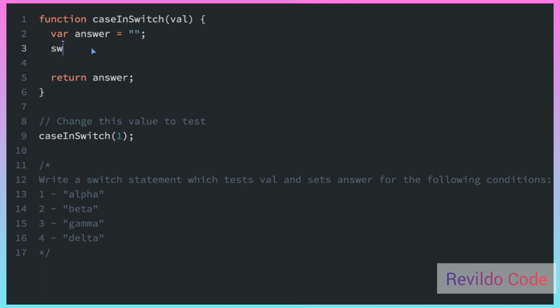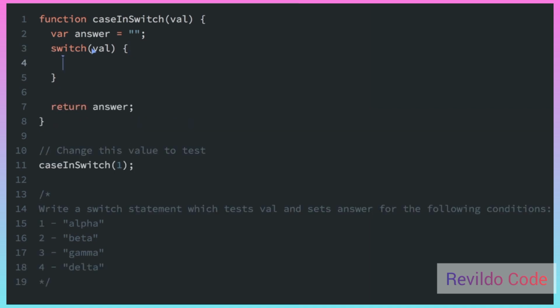We'll just type in the word switch, that's a keyword here, and we're testing the val that's passed into this function. So it starts off kind of like an if statement, and we're going to compare the val to the different cases that we have. So we'll have case, and the first number is going to be 1.